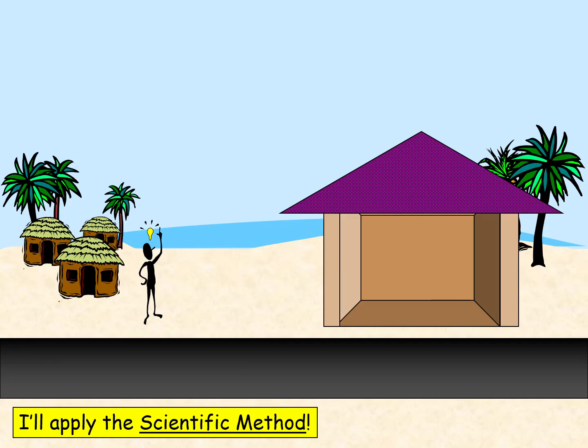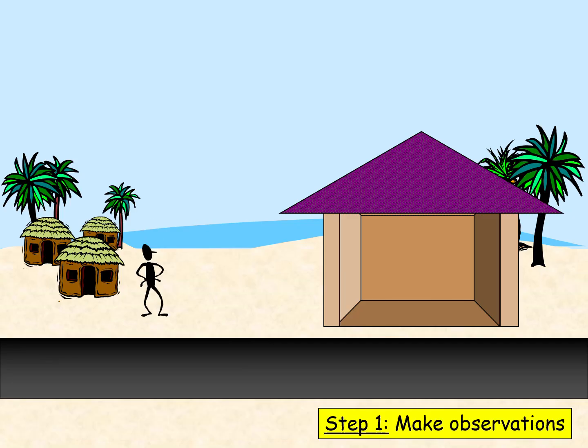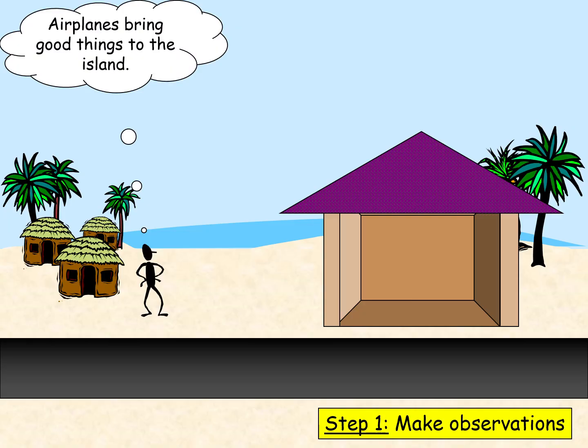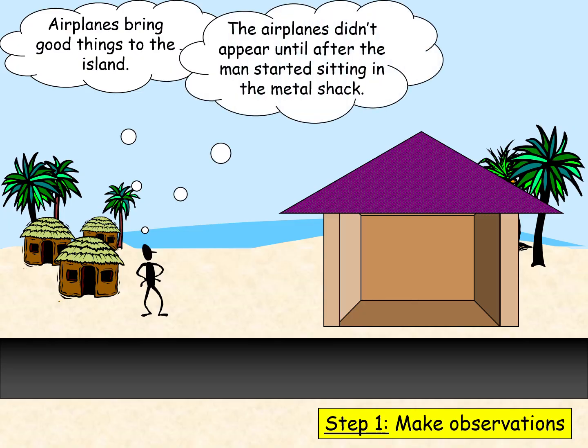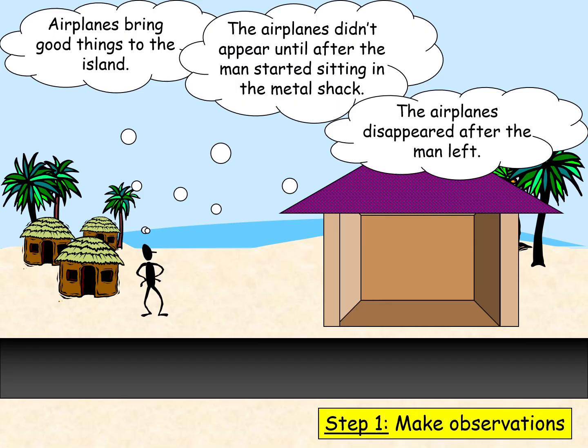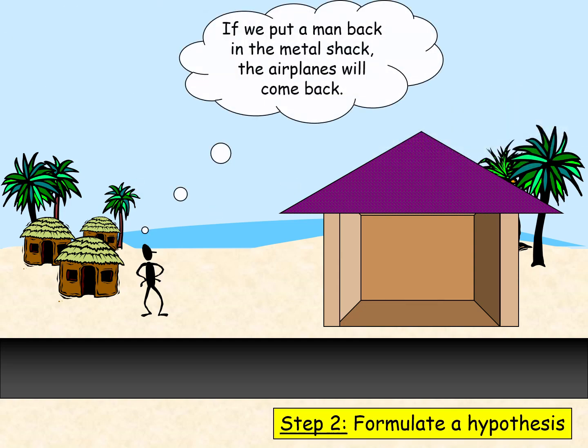So he says, aha, I'll apply the scientific method. So the first step, make observations. Airplanes bring good things to the island. The airplanes didn't appear until after the man started sitting in the shack, and then the airplanes disappeared after the man left. Step 2, formulate a hypothesis. If we put a man back in the metal shack, the airplanes will come back.